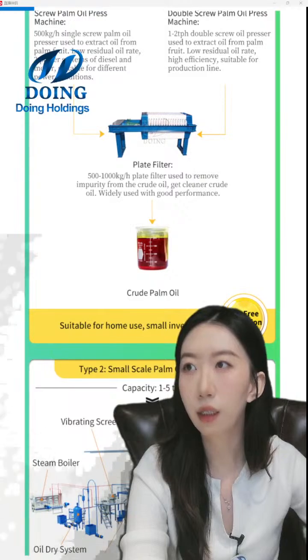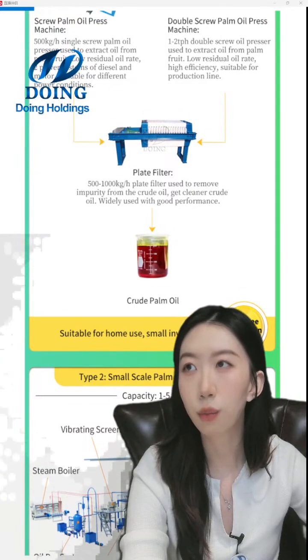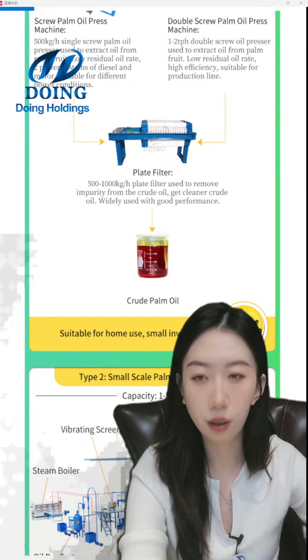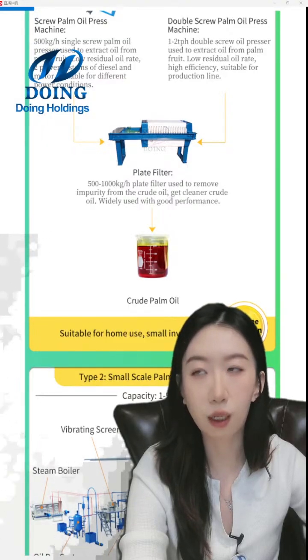The last one is a plate filter to remove internal impurity of the crude palm oil.